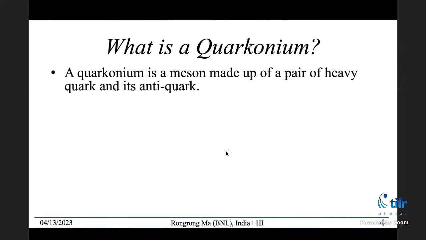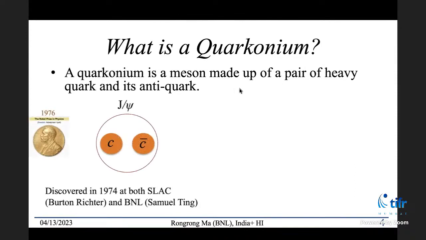One such probe is the so-called quarkonium. Before I go there, I just have a brief introduction. What is a quarkonium? It is a meson. It's made up of a pair of a heavy quark and its anti-quark. So it's made of two quarks. That's why it's called a meson. There are two types of quarkonium. One is called the J/psi, which is made up of a charm and anti-charm.